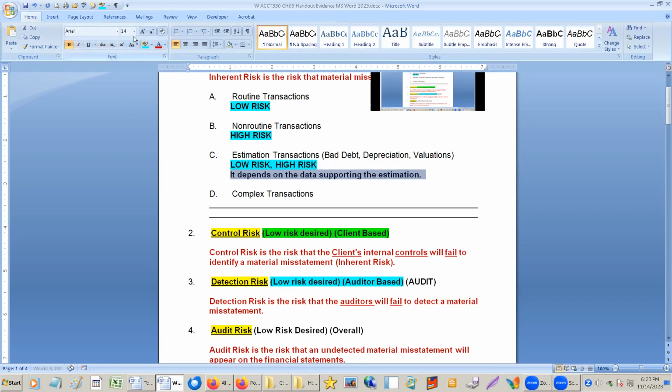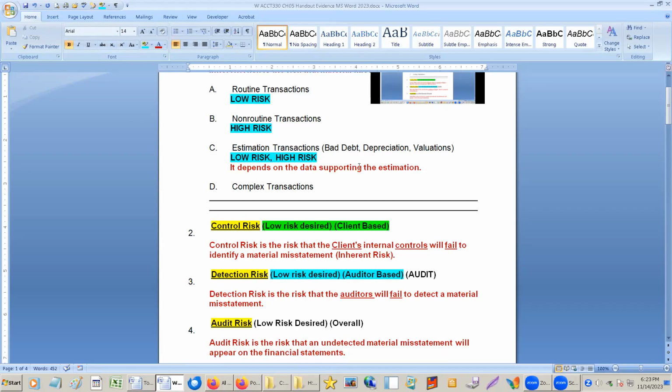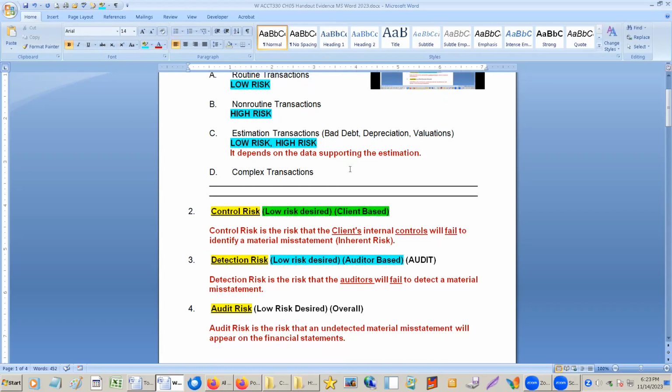So it depends on what kind of good data you can get on the transaction. If you can get objective data, that's great. If you have a lot of data from the past, that's fine. It's when you get into the kind of strange ones that it becomes more difficult.